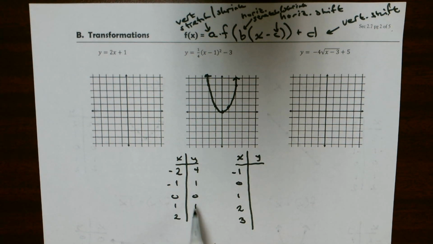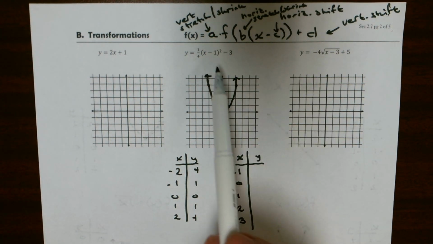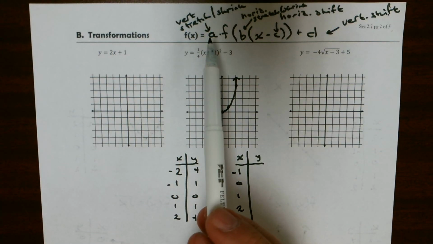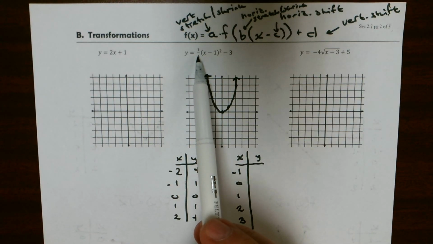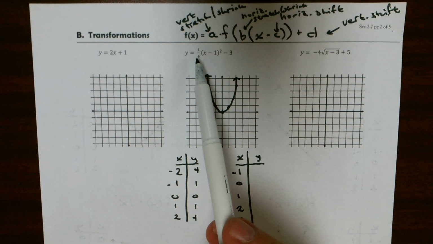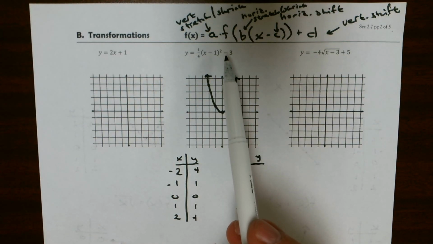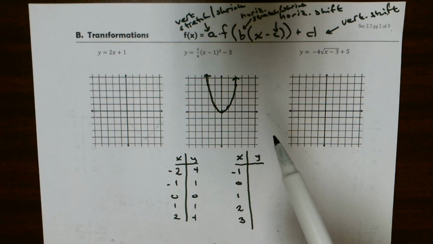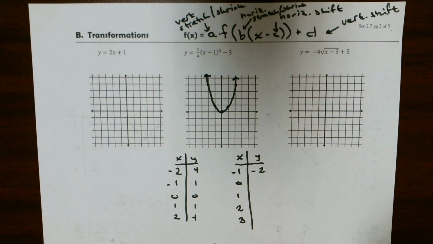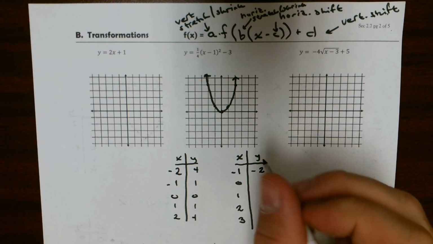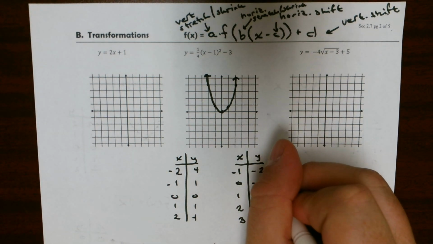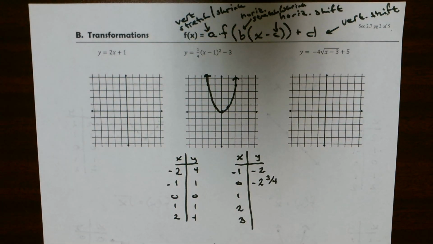Okay, now I'm going to look at my y coordinates and say, okay, what's affecting the vertical in my original equation? So I see I do have a vertical stretch or shrink. It's actually a shrink because it's less than 1. So I'm going to have to multiply my y coordinates by 1/4 and then move them, vertical shift, down 3. So 4 times 1/4 is 1, down 3 is -2. 1 times 1/4 is 1/4, down 3 is -2 3/4. I'm going to write it -2 3/4. You can also write it as -11/4 if you like.